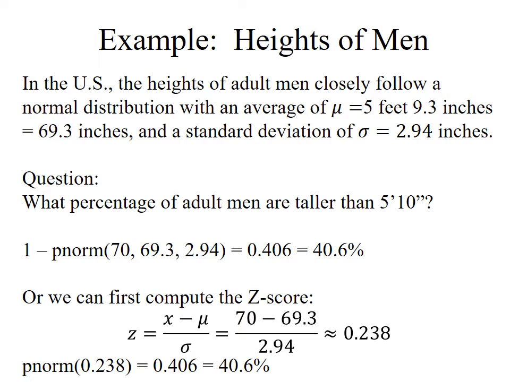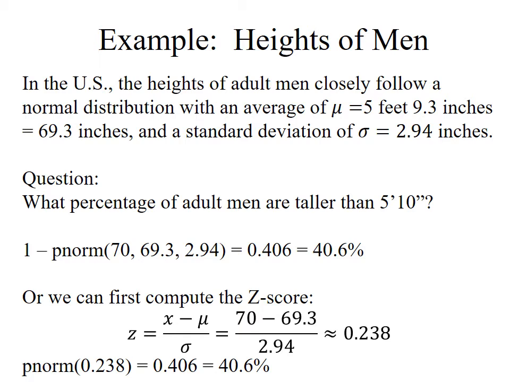So, what percentage of adult men are taller than 5 foot 10 inches? Well, now I do 1 minus pnorm of 70, there's 5 foot 10, 69.3 the mean, 2.94 the standard deviation, and R gives me 0.406, 40.6% of men are taller than 5 foot 10.